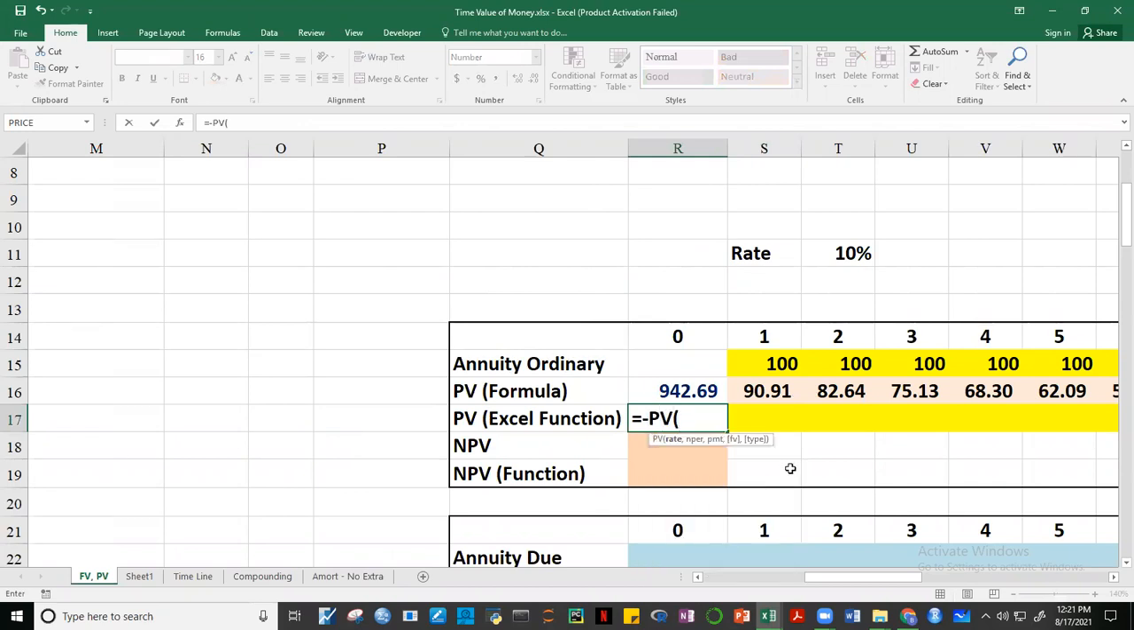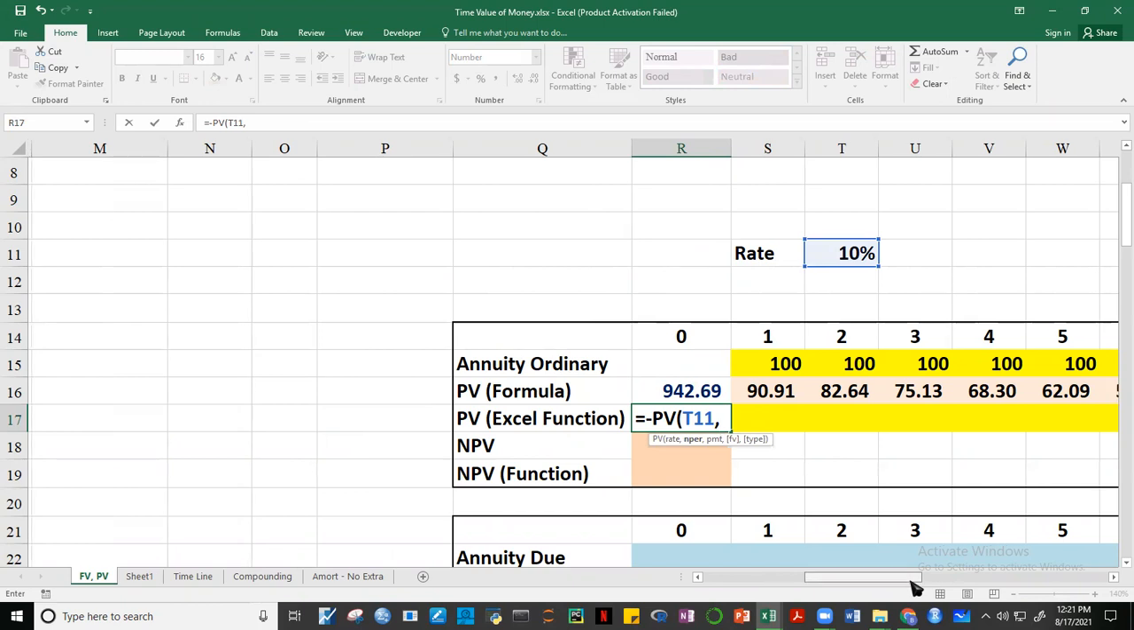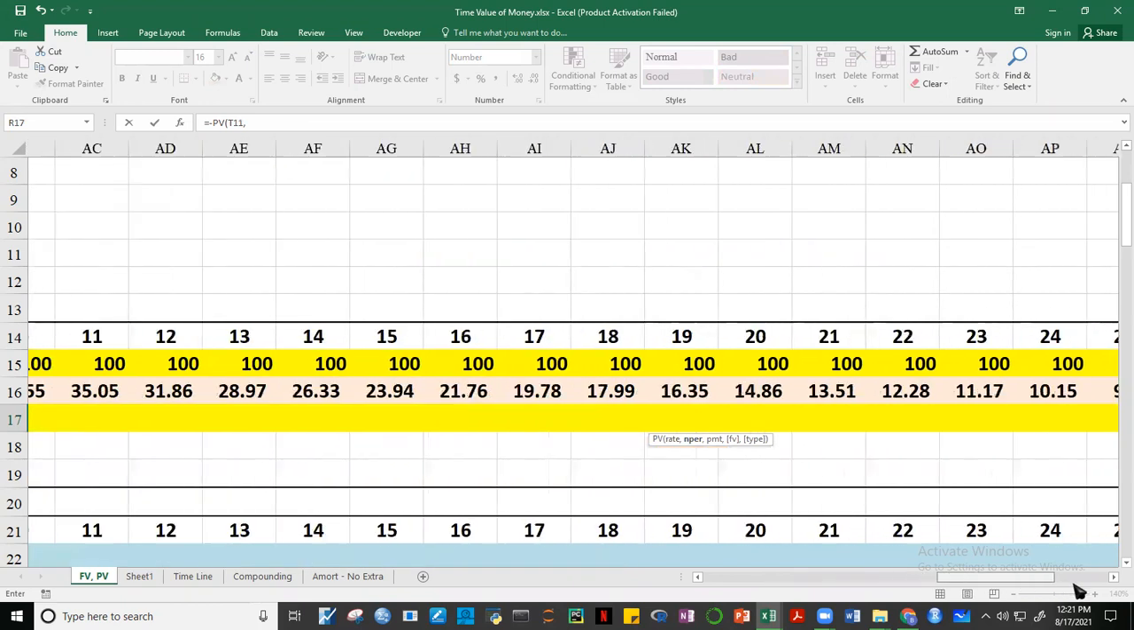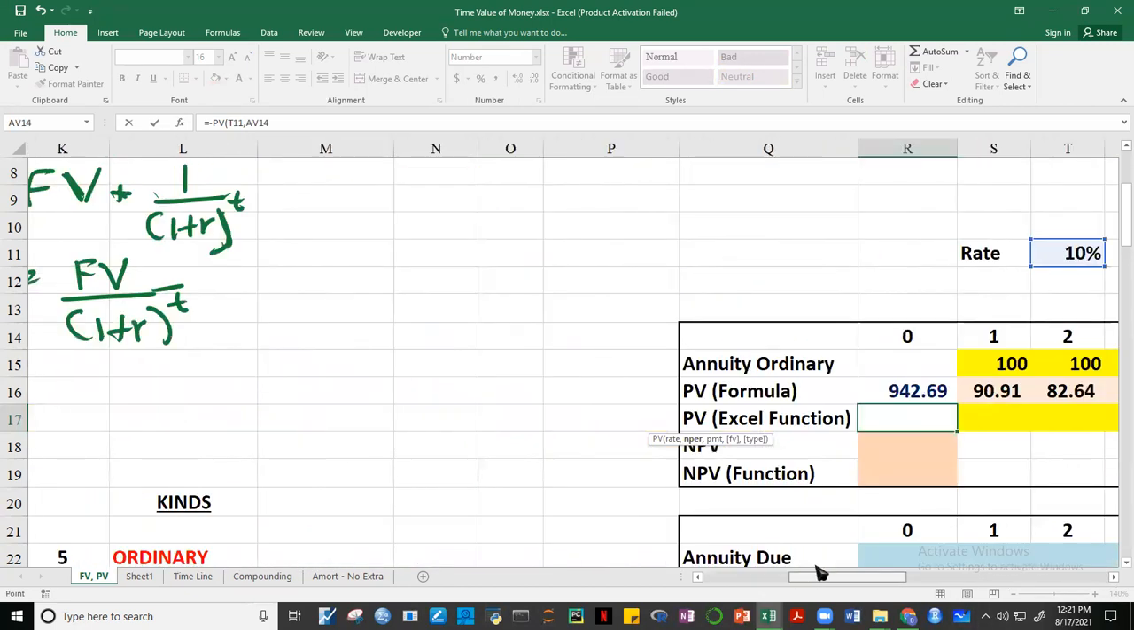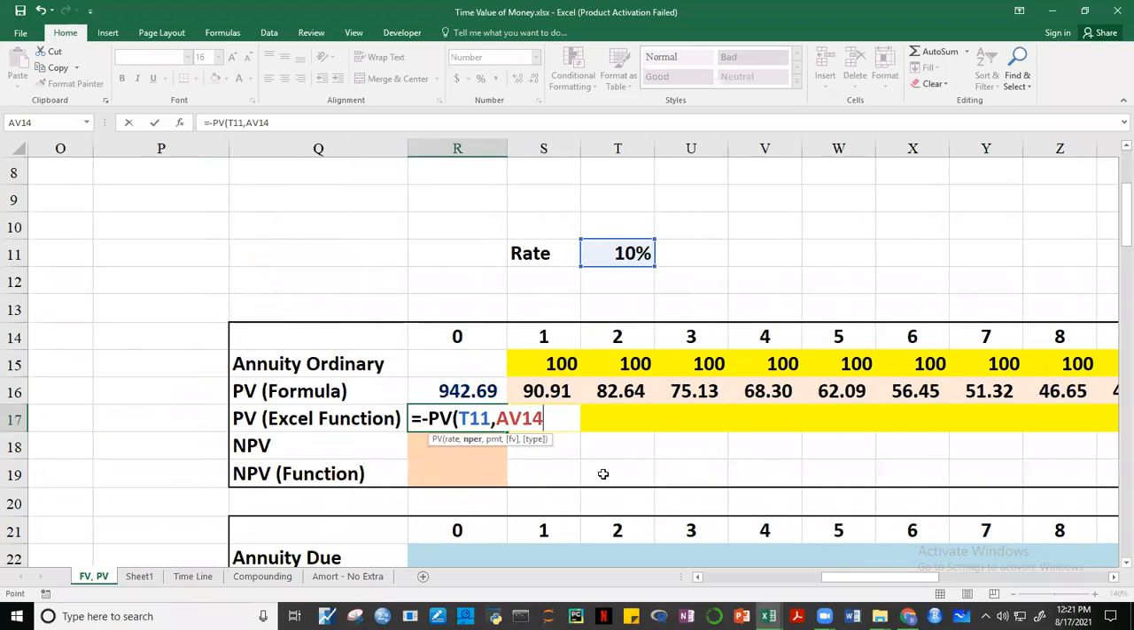PV, in-negative ko siya para positive yung lalabas na answer. Rate is 10%, comma. What's our NPER? So we'd like to get the present value of this annuity of 100. Ilang years siya? 30, no? 30 years yung NPER natin. Okay? 30 years then, comma. Ano yung PMT? It's a PMT of 100. Okay, so alam ni Excel, 30 years to na PMT 100, ibig sabihin 100, 100, 100, 100, 100.